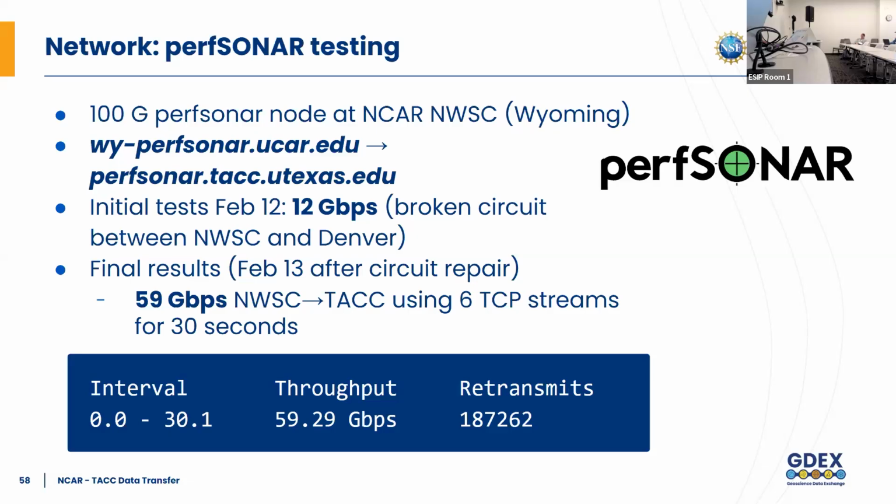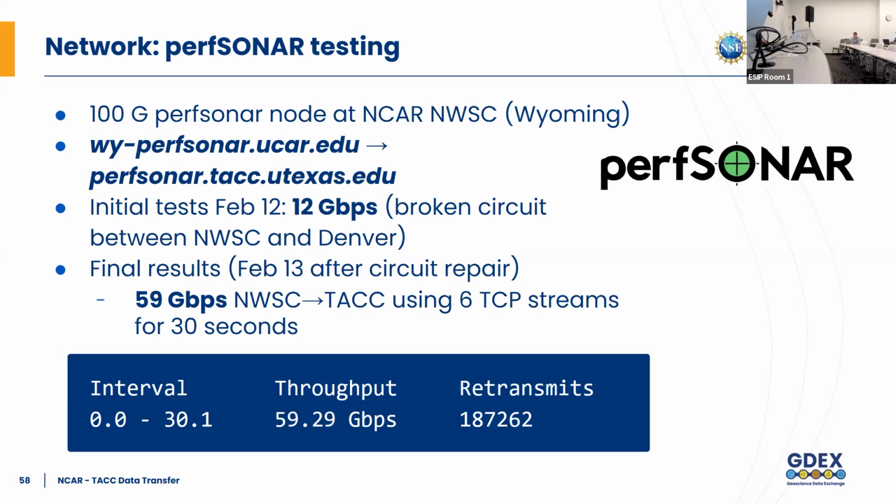On the NCAR side, at NWSC in Wyoming, we have a 100 gig perfSONAR node. The initial test only returned 12 gigabits per second, and we were kind of scratching our heads about this. We realized that at that time, there was a severed link between Wyoming and Denver that was under repair. So the network was taking an additional hop from Cheyenne to Boulder and then back to Denver, which slowed things down quite a bit.